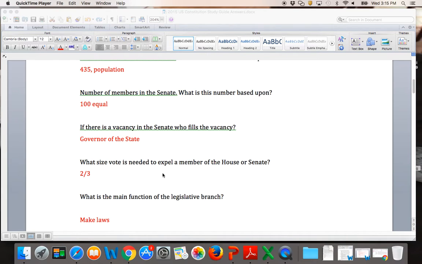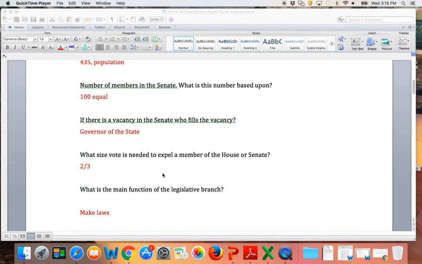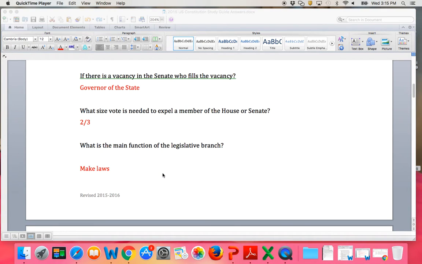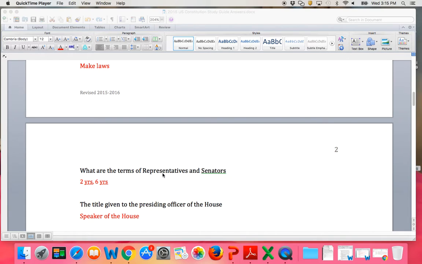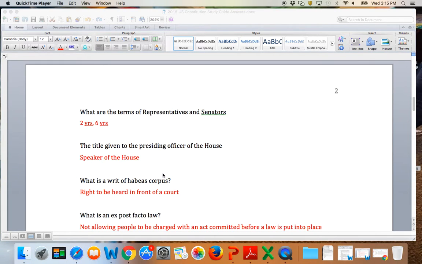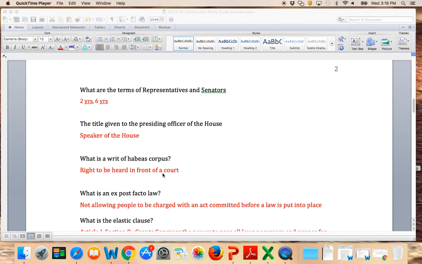If there is a vacancy in the Senate, it becomes filled by the governor of that state filling the position. The vote needed to expel someone from the House or the Senate is a 2/3 vote. The main function, again, of the legislative branch is to make laws. The House of Representatives serve for 2 years. Every 2 years they're looking for re-election. Senators serve for 6 years. The title given to the presiding officer of the House is the Speaker of the House.